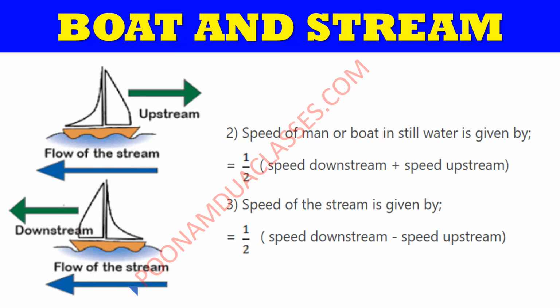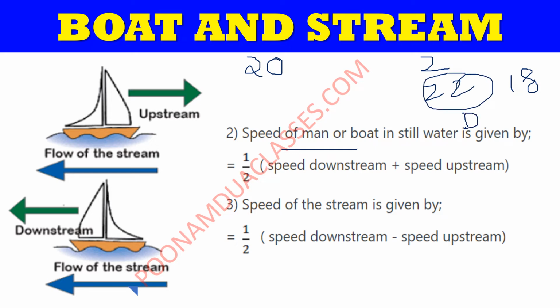Let us understand the same keeping the previous example in mind. What did we do? Speed of boat is 20 and speed of stream is 2. So in the case of upstream our speed comes to 18, and in the case of downstream our speed comes to 22. Right? The speed in the case of downstream and the speed in the case of upstream.